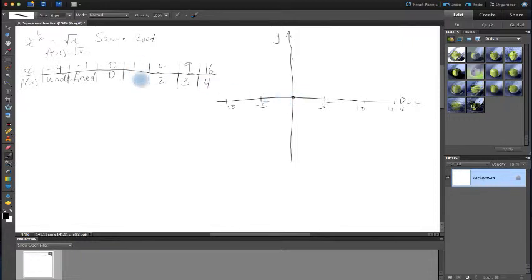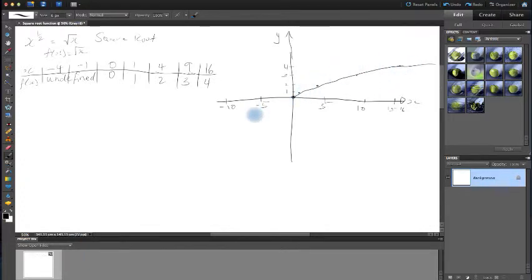At 1, we've got a point of 1, so that's here somewhere. At 4, we've got a point of 2, something like this. And then at 9, we've got 3, and at 16, we've got 4. So that's our 4, 3, 2, 1. Okay, so now we can join up our dots and we can see the shape of this graph. Looks a little bit like that.